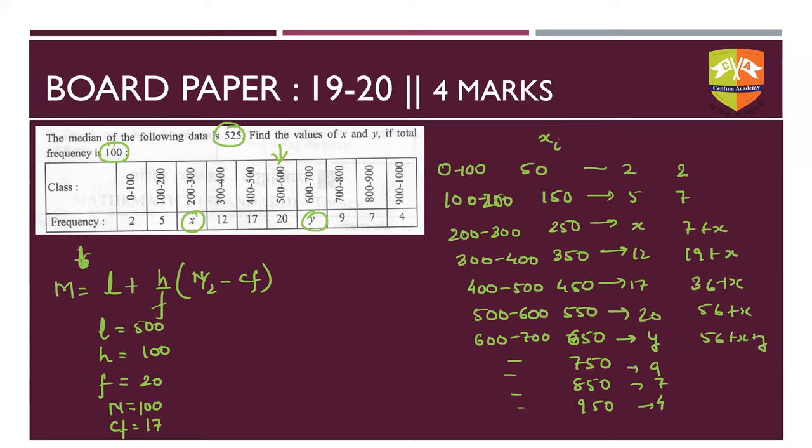56 plus X plus Y. In these questions, half of the time is wasted on writing all these steps, but then you can't avoid it. 72 plus X plus Y. 76 plus X plus Y.